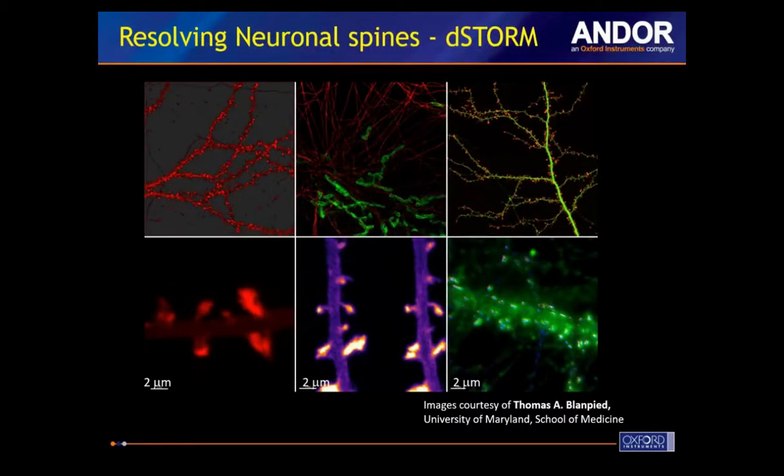But if you want to have access to more resolution and do single molecule localization microscopy, you can do that with the Dragonfly using dSTORM, increasing the power density of the illumination. And here you have an example of resolving neuronal spines with the dSTORM. Dragonfly can also deliver 3D dSTORM data using an astigmatic lens.